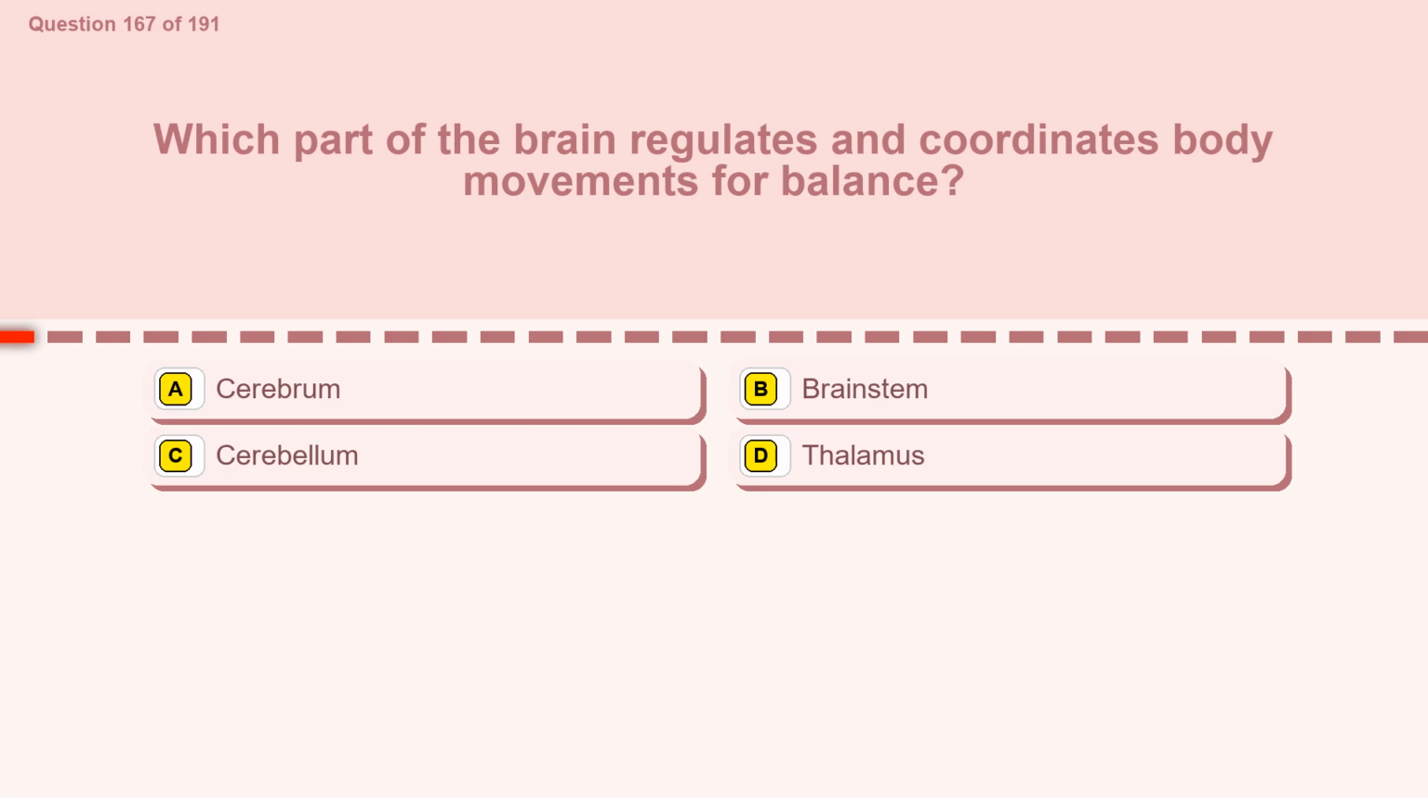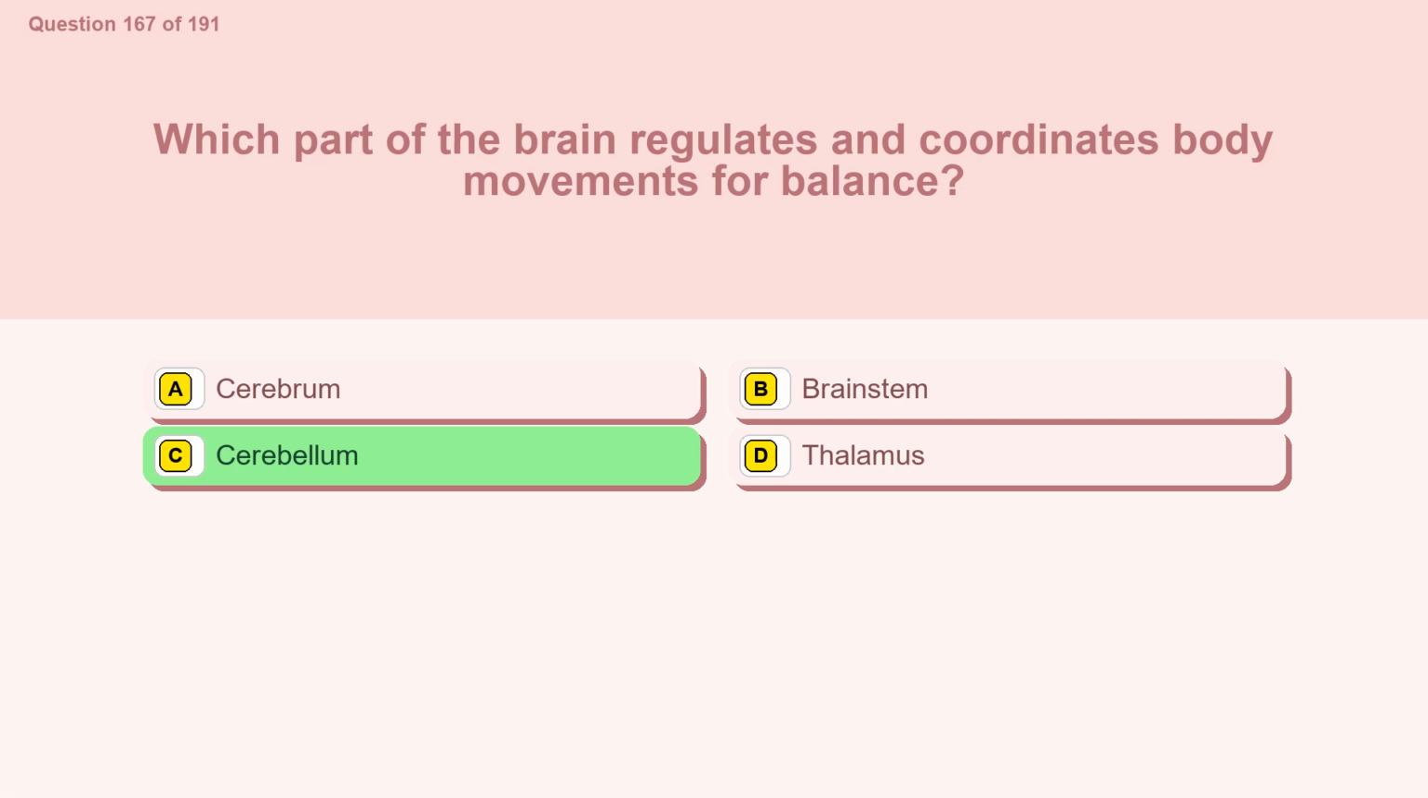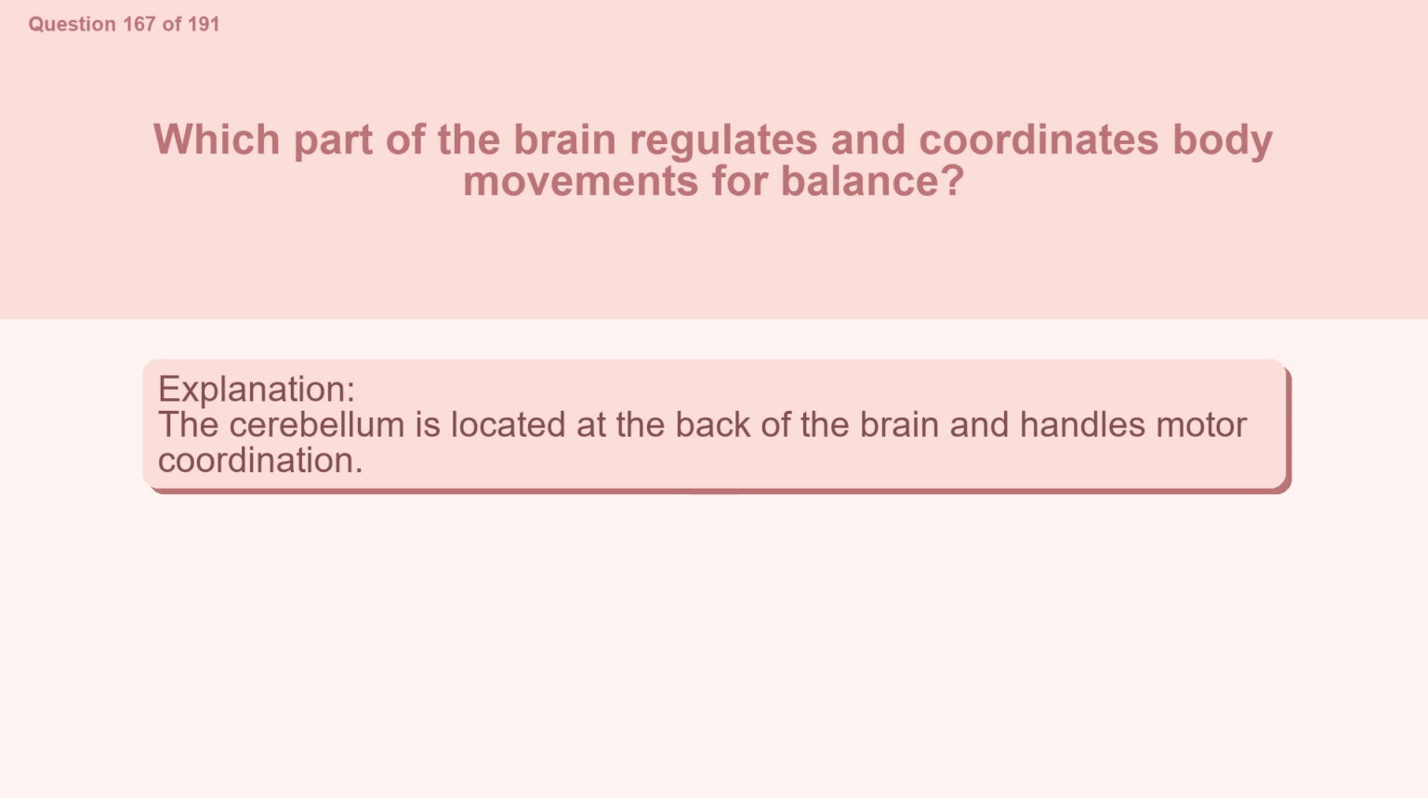Question 167. Which part of the brain regulates and coordinates body movements for balance? Option A, cerebrum. Option B, brainstem. Option C, cerebellum. Option D, thalamus. The correct answer is option C, cerebellum. The cerebellum is located at the back of the brain and handles motor coordination.